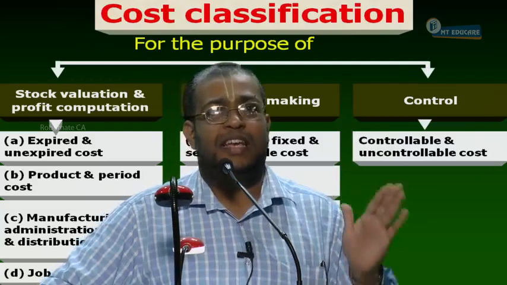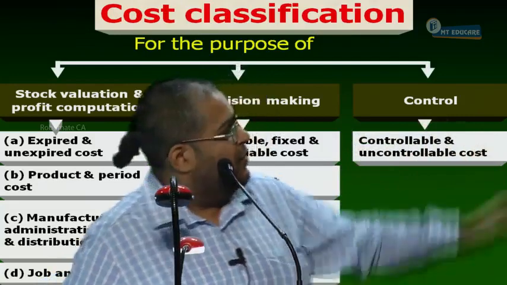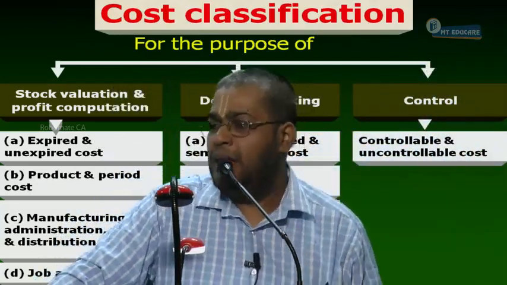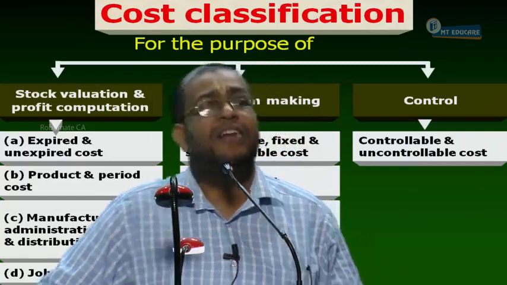Others are going to only revolve around these particular concepts. So now we are going to discuss elaborately, item by item, the cost classification. Today we will try to first complete the first slot, namely expired, unexpired, product, period, manufacturing, etc., job and unit cost. Can we start or not?